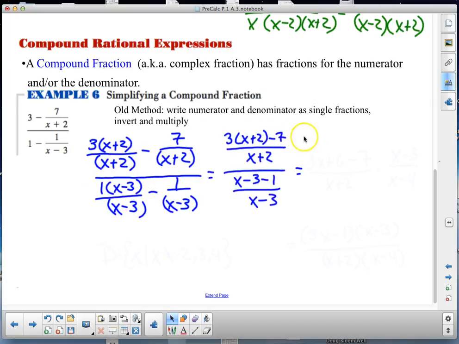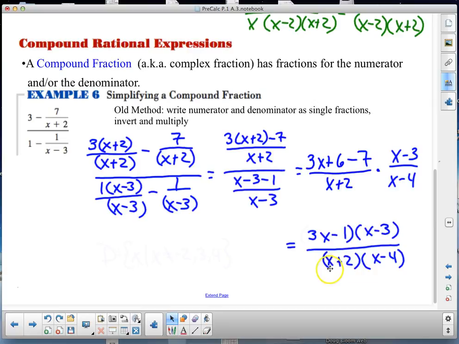Okay, so I'm getting like denominators, and I'm going to combine the like terms. So I've got 3x plus 2 minus 7 over x plus 2, x minus 3 minus 1 over x minus 3. Now, remember, this is a fraction divided by another fraction, so it's the same as this fraction multiplied by this reciprocal. And that's where I'm going. I've got 3x plus 6 minus 7, x plus 2, times x minus 3 over x minus 4. Okay, now I can multiply this out and see: I've got 3x minus 1 on top times x minus 3, x plus 2 times x minus 4.